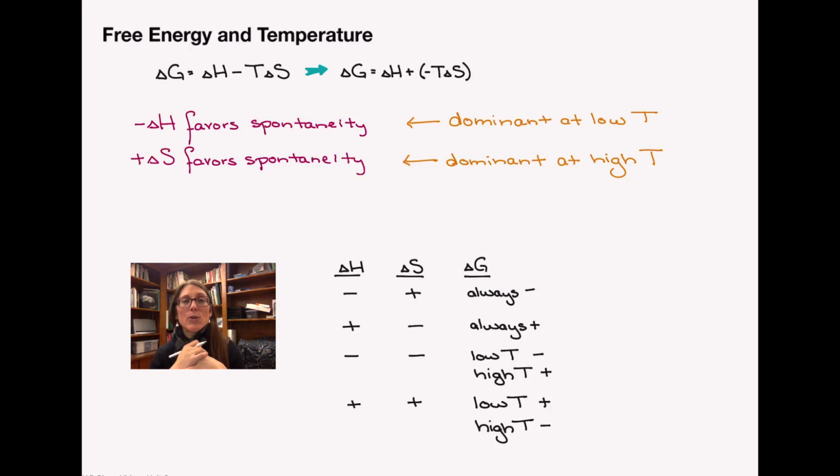The opposite is true if they're both positive. At low temperatures, delta H being positive will make the reaction thermodynamically non-favorable, whereas at higher temperatures, entropy dominates and the reaction will be favorable. When it comes to this type of problem, stop, be methodical, use logic, and think about what's going to be the driving force at a particular temperature.